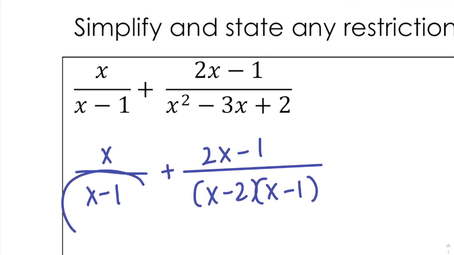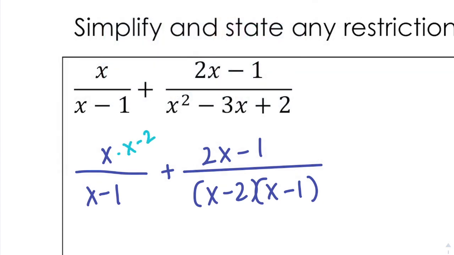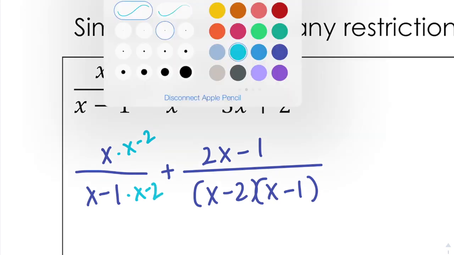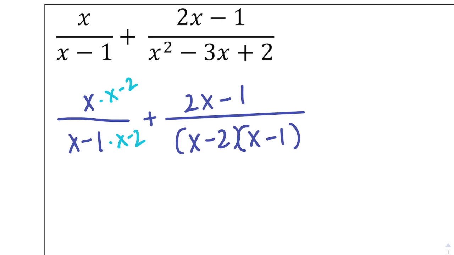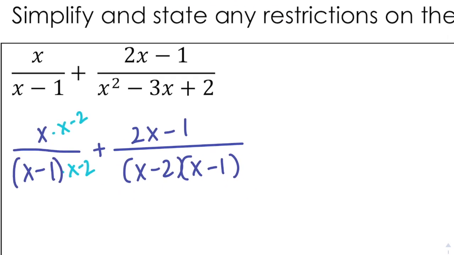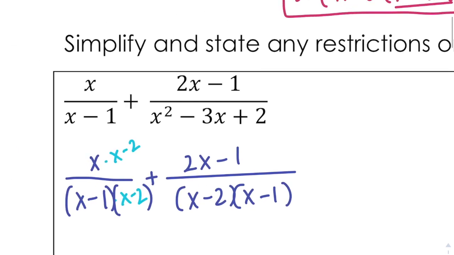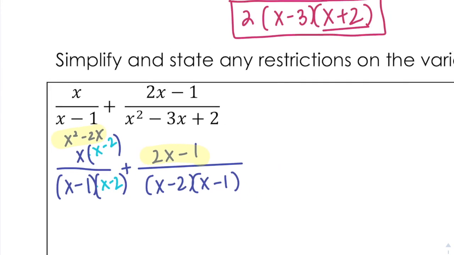So what's missing over here? They both have an x minus 1, but on the left side I'm missing x minus 2. So I'm going to multiply by x minus 2 on the top and on the bottom. And I'm not going to worry about redistributing the bottom. I factored it, leave it factored. So just leave it like that. But in my numerator, if I have x times x minus 2, that's x squared minus 2x. And now that they have a common denominator, I can go ahead and add.